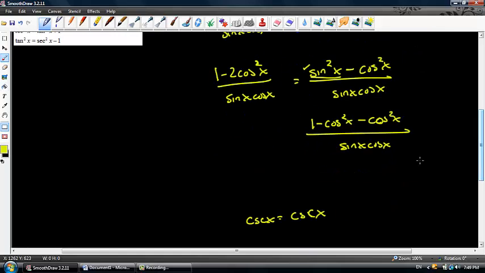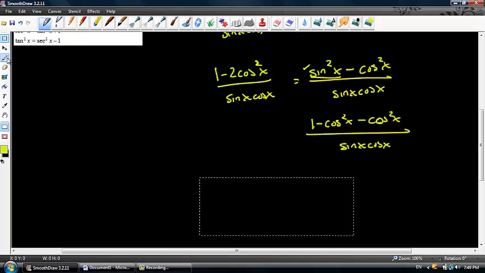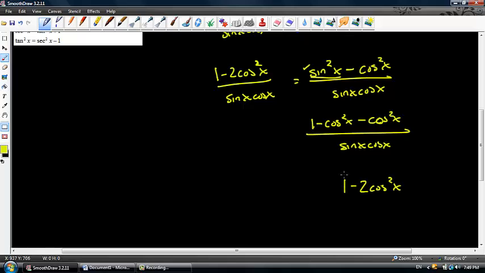And now I've got negative cosine squared x minus another cosine squared x. Let me just erase some more junk down here. Negative cosine squared x minus another cosine squared x is negative 2 cosine squared x's, and the 1 comes down, and you have sine x cosine x, and that's going to equal 1 minus 2 cosine squared x over sine x cosine x.